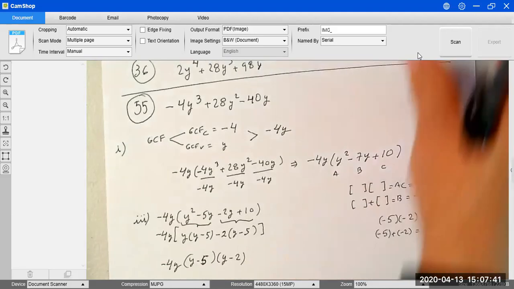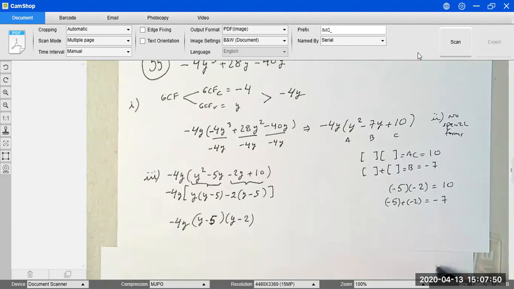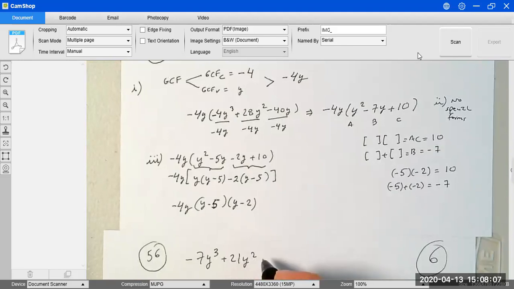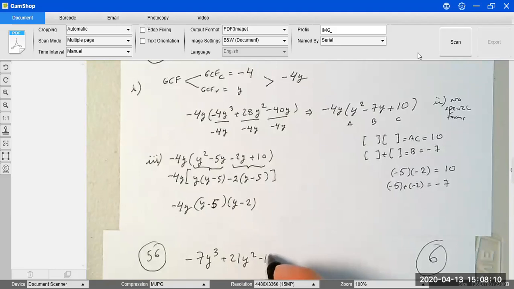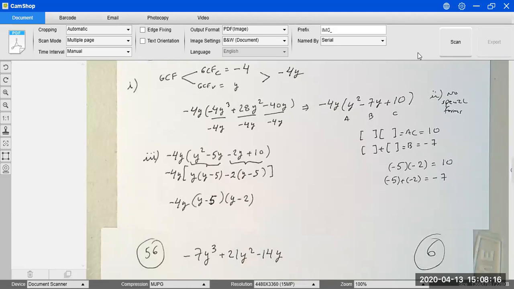Now you're going to solve a similar problem like this one. So you're going to solve problem 56. Problem 56 on the same page is the following. You're going to factor negative 7y to the cube plus 21y squared minus 14y. So factor completely, and then share with me your answer through chat, and then we're going to continue with one more problem from this section.